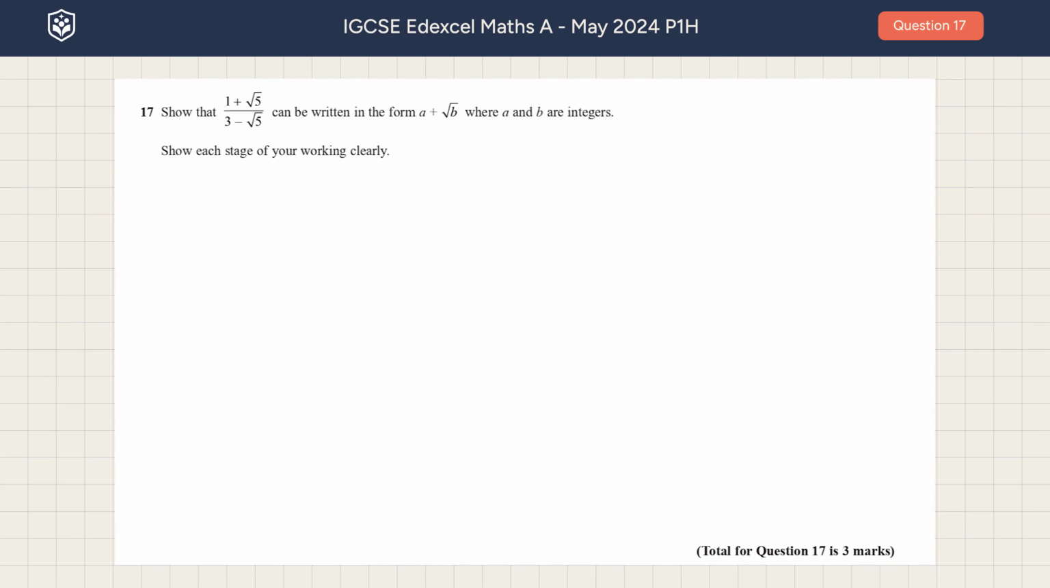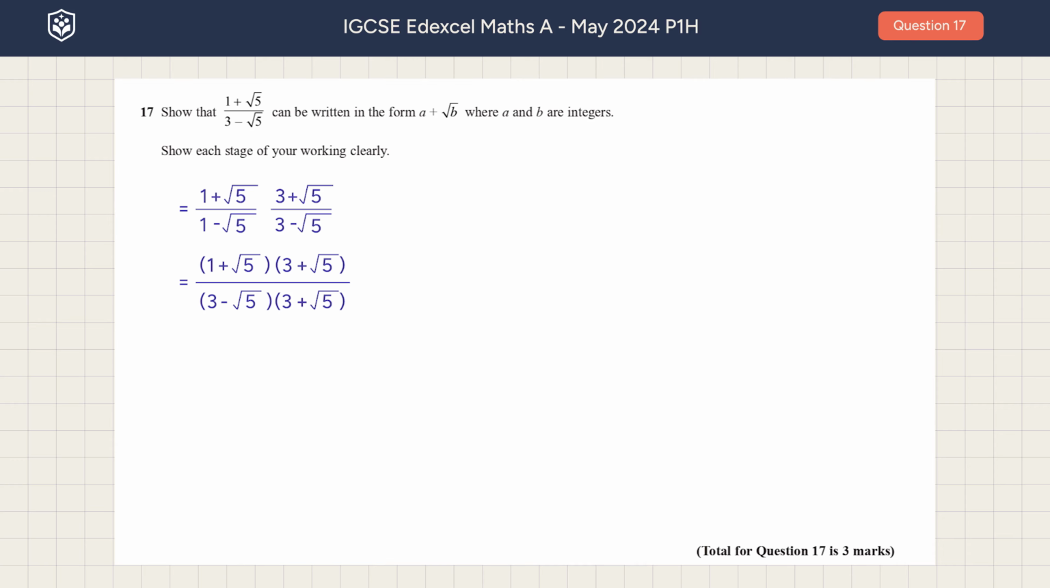On to question 17. We are asked to show that (1 plus root 5) over (3 minus root 5) can be written in the form of a plus root b, where a and b are integers. First, we're going to rationalize the denominator, and when rationalizing the denominator, we're going to multiply the fraction by the conjugate of the denominator, so the opposite sign, which is (3 plus root 5) over (3 plus root 5). Both the numerator and denominator get multiplied with 3 plus root 5. Let's first turn that into one fraction.